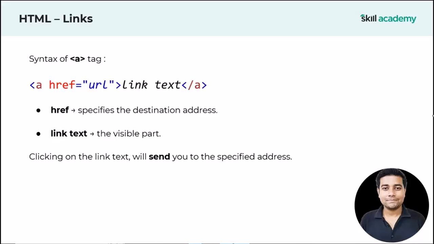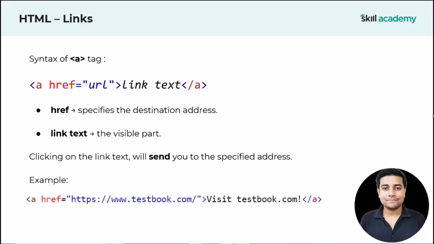Let me show you a quick example of it. Here we are going to use this anchor tag. In this anchor tag, you can see that within the href attribute, we have specified the destination address. And our destination address is https://www.testbook.com. That means the moment your user clicks on this text, visit testbook.com, we redirect our user to this website, testbook.com. So this is how we are going to use links in an HTML page.